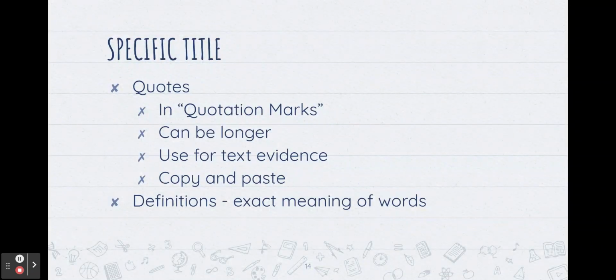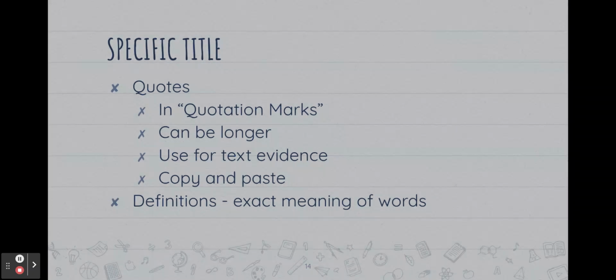Quotes are totally fine. You need to put them in quotation marks. They can be longer. They're super useful for text evidence. These would be something that you would definitely need to copy and paste. You also include definitions if you need to, which means the exact meaning of the word. And you could structure it just like that one, where it has that hashtag in between.